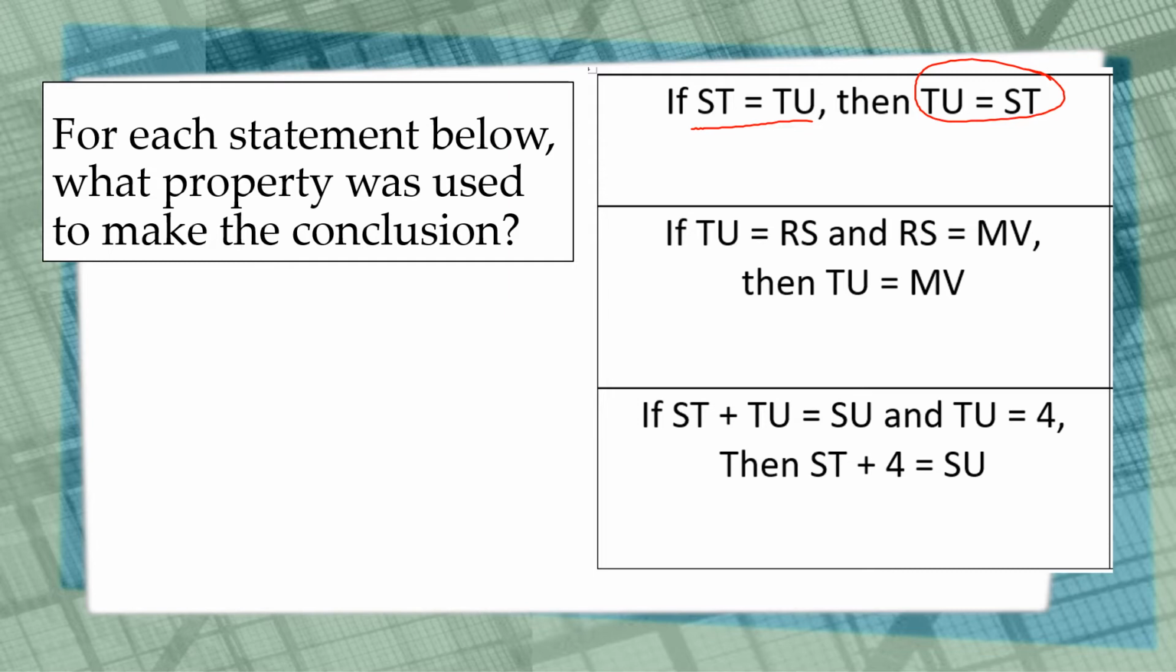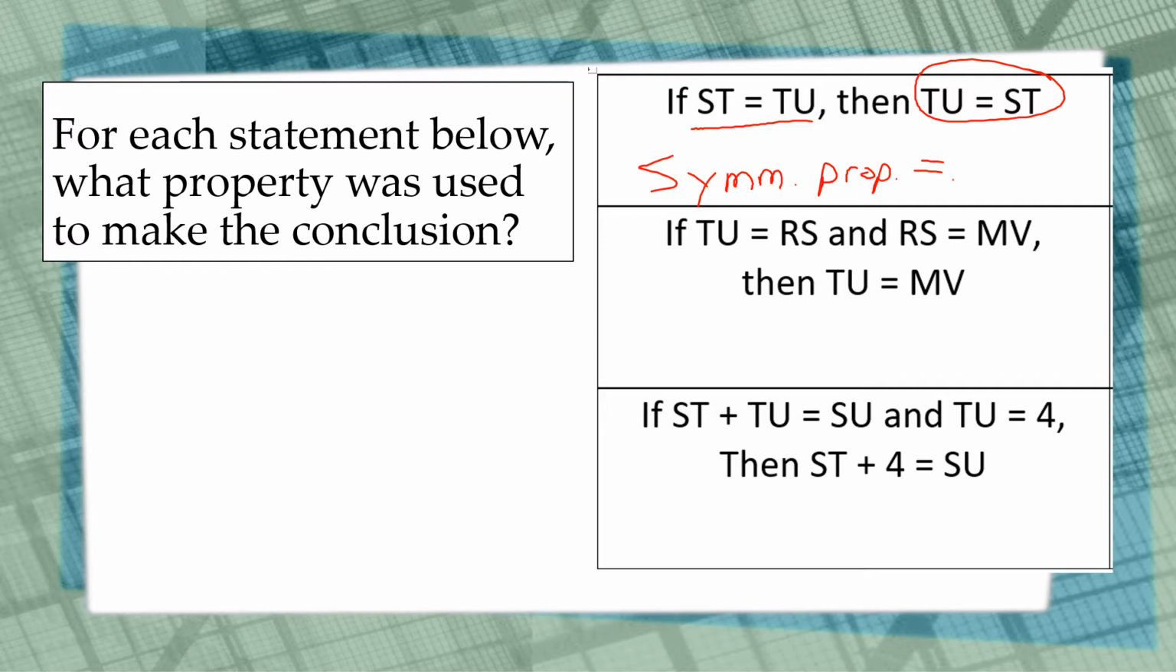These are line segments. So if the segment ST is equal to the segment TU, then I know that TU is equal to ST. Now, looking at this equation, hopefully you notice that all they did is flip it about the equal sign, which we know is the symmetric property of equality. I abbreviated because that's what I do.